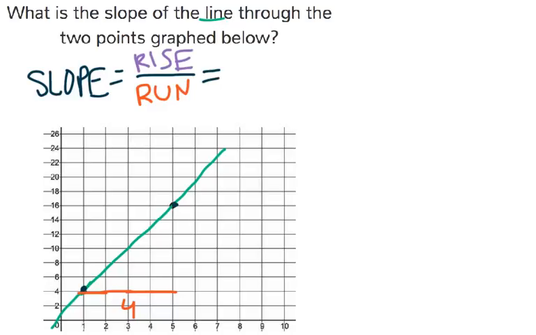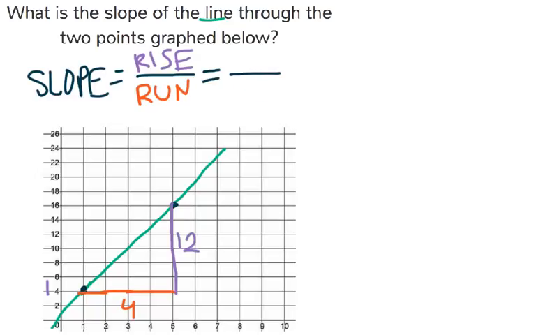My run is 4. And for every 4 spaces over I go, I'm going to go up, and be careful of our scale here because each one of these tick marks is 2. So I'm going to go up 2, 4, 6, 8, 10, 12. So my rise is 12.